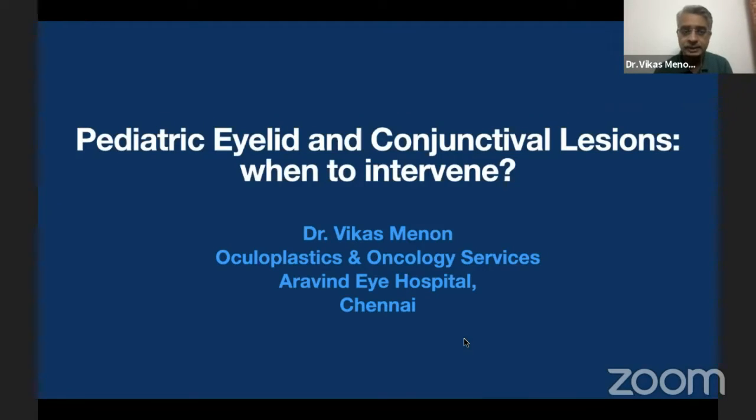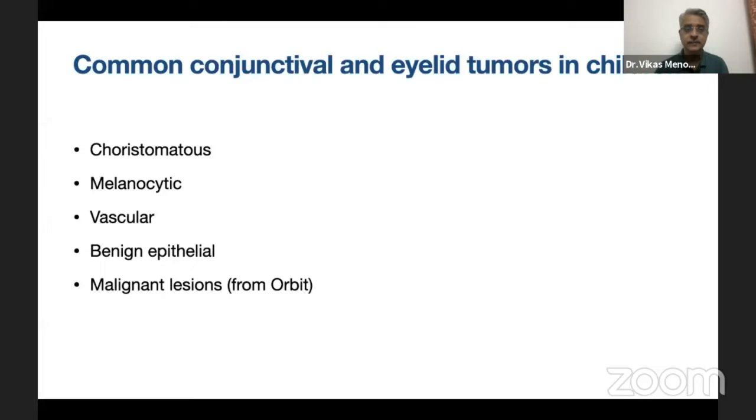My area is pediatric eyelid and conjunctival lesions, and briefly I will mention when to intervene in these conditions. In the coming few minutes, we are going to see some of the most common conjunctival and eyelid tumors in children, like choristomatous lesions. We will see some melanocytic lesions. We will also see some vascular lesions, benign epithelial lesions, and some of the malignant lesions.